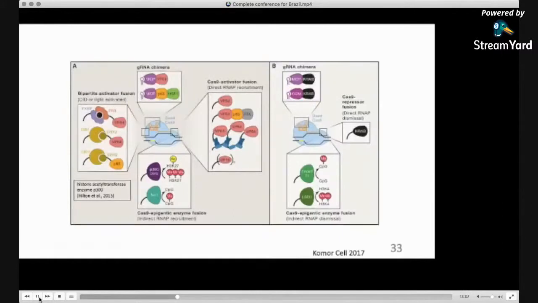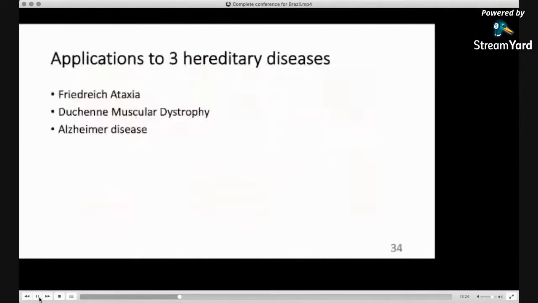The CRISPR-Cas9 technology may be used not only to induce cuts in the DNA, but it may also be used to induce the expression of a gene by fusing Cas9 with VP64, for example, or fusing Cas9 with KRAB to repress the expression of a gene. In my research group, we are using the CRISPR-Cas9 technology to develop therapies for various diseases: Friedreich ataxia, Duchenne muscular dystrophy, and Alzheimer's disease. I will present that now.